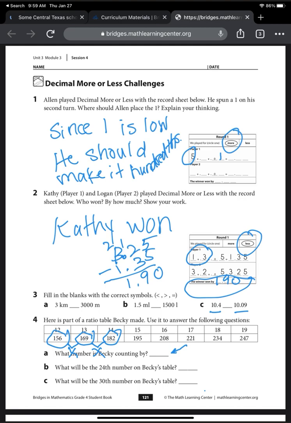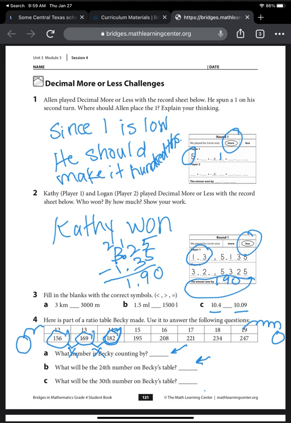What will be the 24th number on Becky's table? So you go up by 19. You count on 20, 21, 22, 23, 24, and then you put the number there. Or you can have a combination of 24. So you could do 10, 12, 1, 1. Add that answer to 182, and that would be 24.